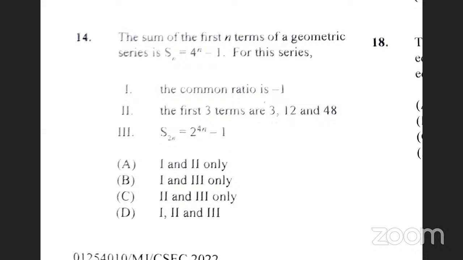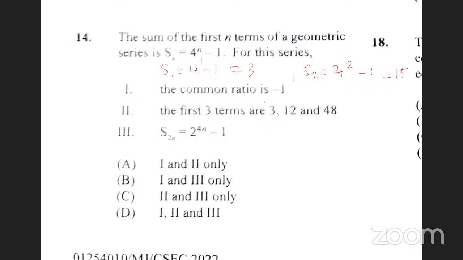Right, I'll help you with this one. Some of you will probably do this in a while. Right, find S1. S1 is 4 to the 1 minus 1, so that's 3. So it means the sum of the first term is 3. Then find S2. S2 will be 4 squared minus 1, which is 15.